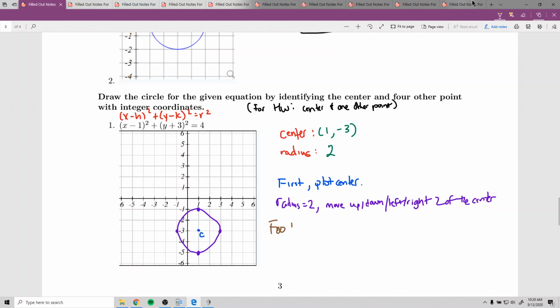So for the homework, we only need one other. Right, so for the homework, if you just plotted the center and then went up 2 and plotted that point, it'll form the circle for you.